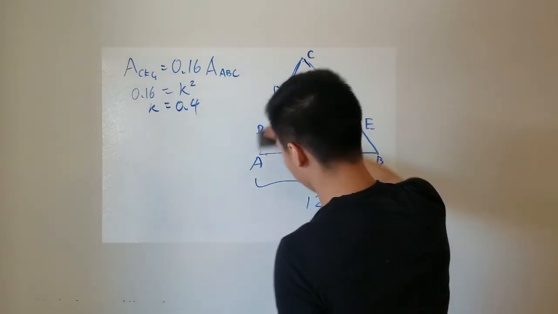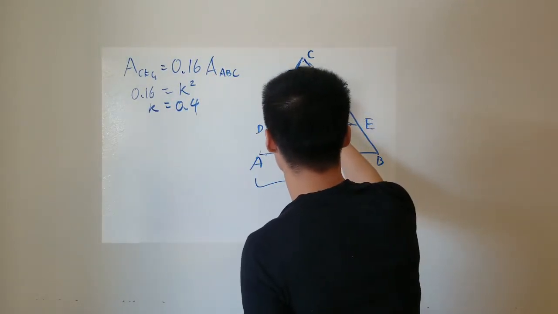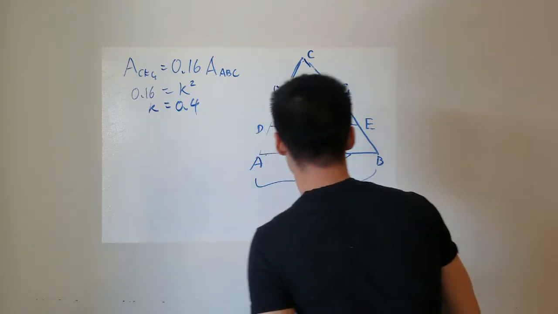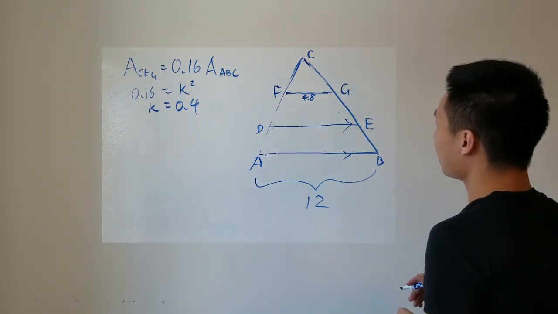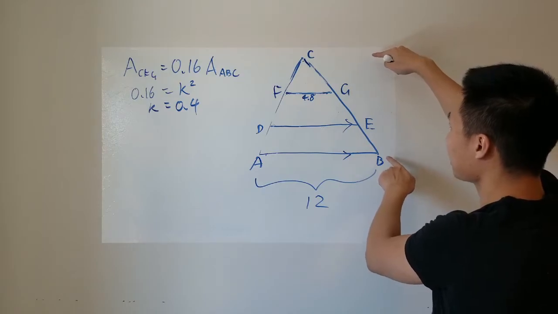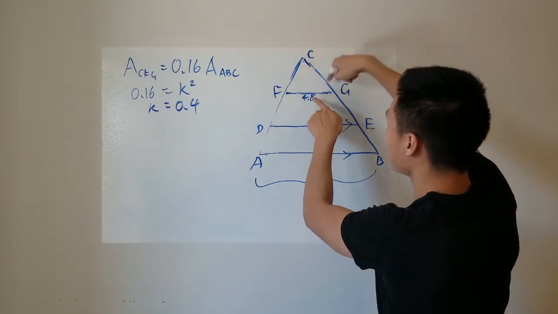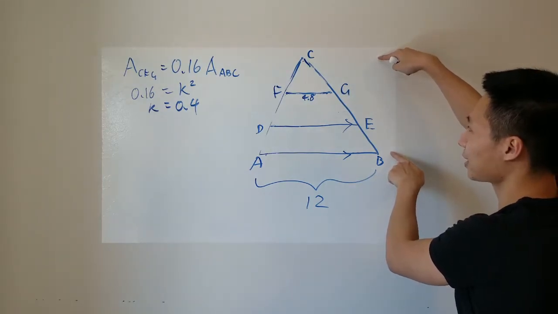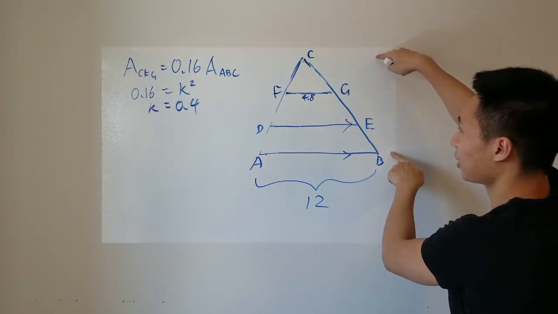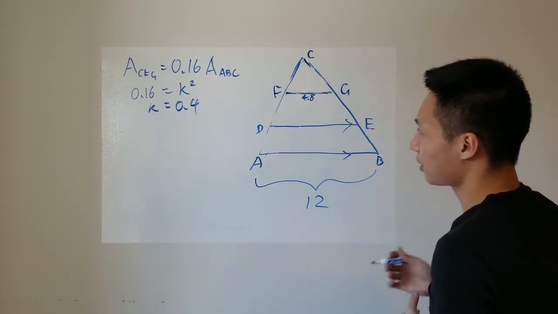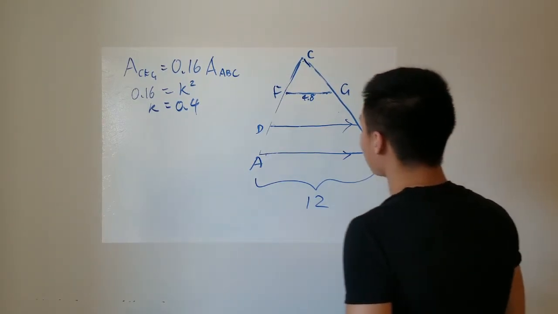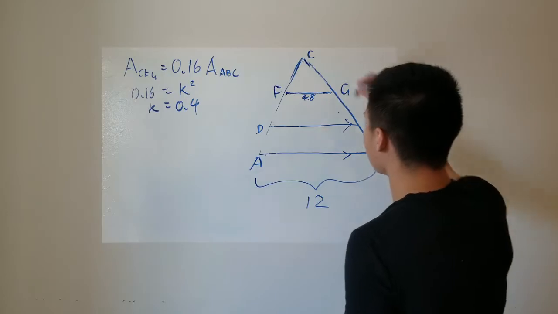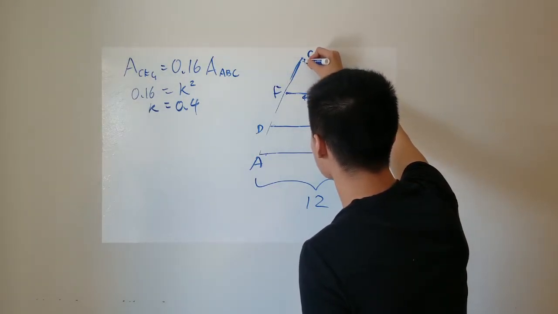This is actually 4.8, right? We can find that. 4.8. Okay. Then the height, right? Then the height of the smaller triangle CFG must also be 40% of the height of the larger ABC. Okay, so now let's discover the height of it. So suppose, right? Let's call this part H.